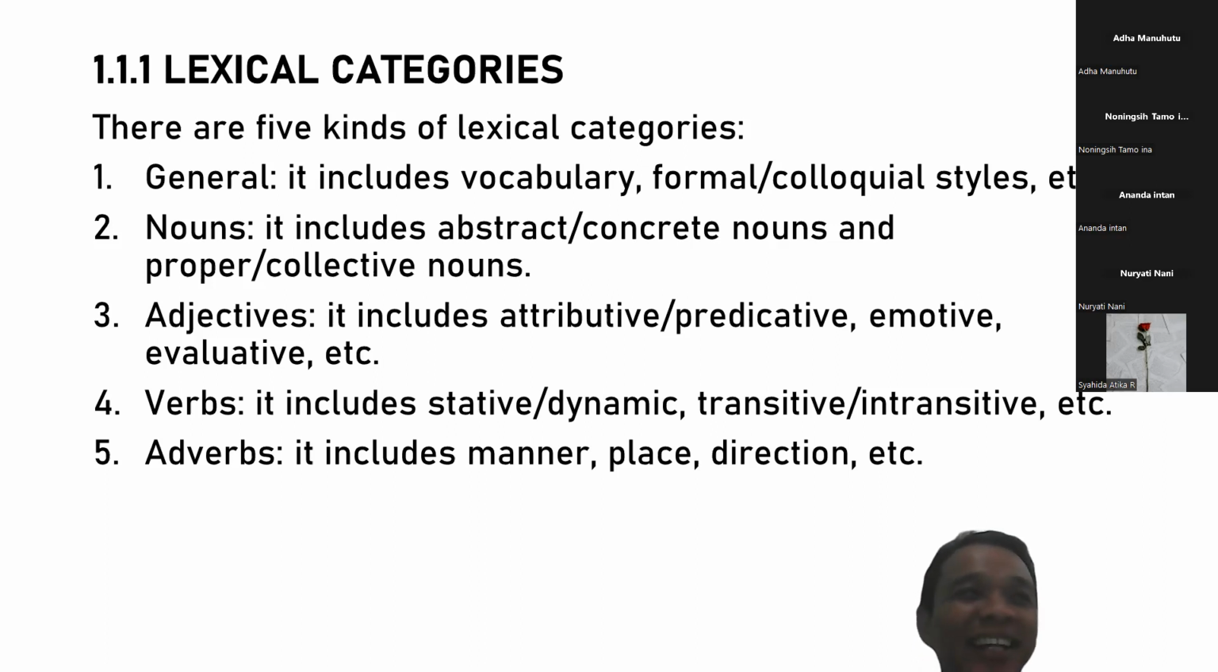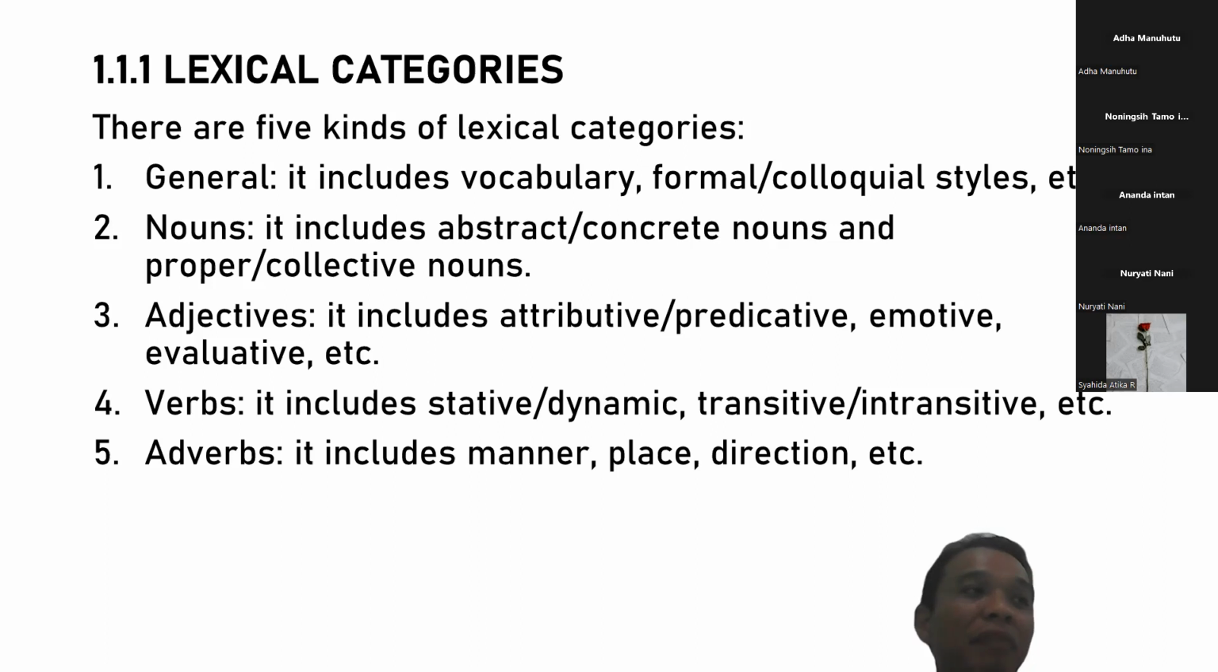Okay, all students are silent here about the predicative verb. For example, what is the example of predicative verb? The idea sounds interesting. Which one is the predicative verb? Predicative adjective. Okay, interesting. What about the verb sounds? The idea sounds interesting.